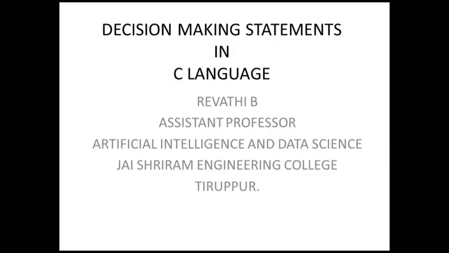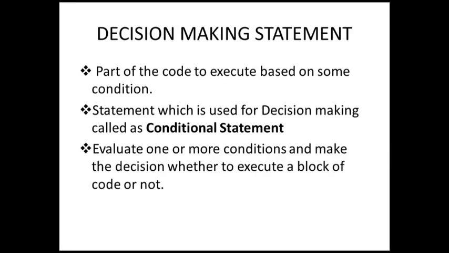In this video, we discuss the decision making statement which is used in the programming language C. What is a decision making statement? That is the part of the code to execute based on some condition.